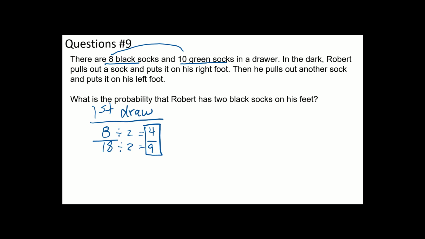Now on the second draw, remember we've taken one out, so we have one less sock. We have 17 socks, and we had 8 to begin with, but we've taken one of those out. That gives us 7 black socks remaining. So we multiply 4/9 times 7/17, and that's going to equal 28 over 153.